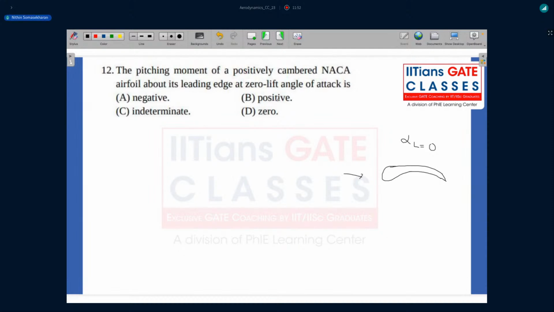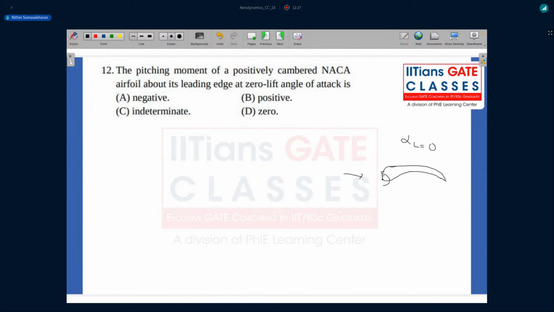And what they're asking is the pitching moment at the leading edge. What would be the value of pitching moment at the leading edge? Whether it would be negative, positive, cannot be determined, or it would be zero. What do you guys think is the option here? At zero lift angle of attack, what would be your moment at the leading edge? Any idea? Negative. Not right.